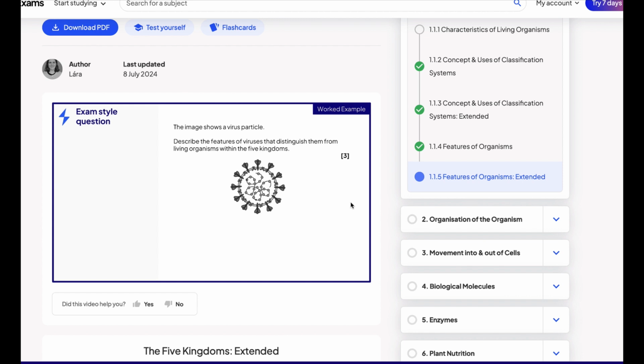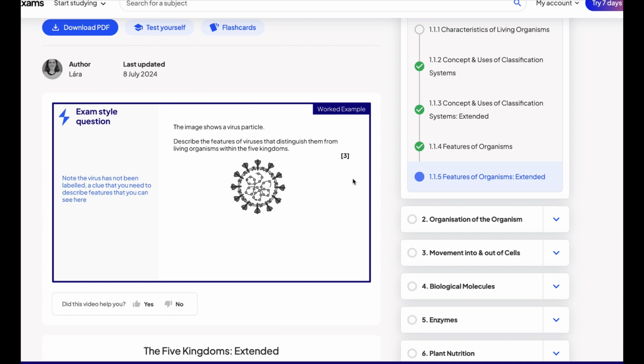Here is a second worked example. You can see an image of a virus and you are asked to describe the features that distinguish viruses from living organisms of the 5 kingdoms. Note that the virus image is unlabelled, so we can infer that we need to describe these features that would have otherwise been labelled for us.